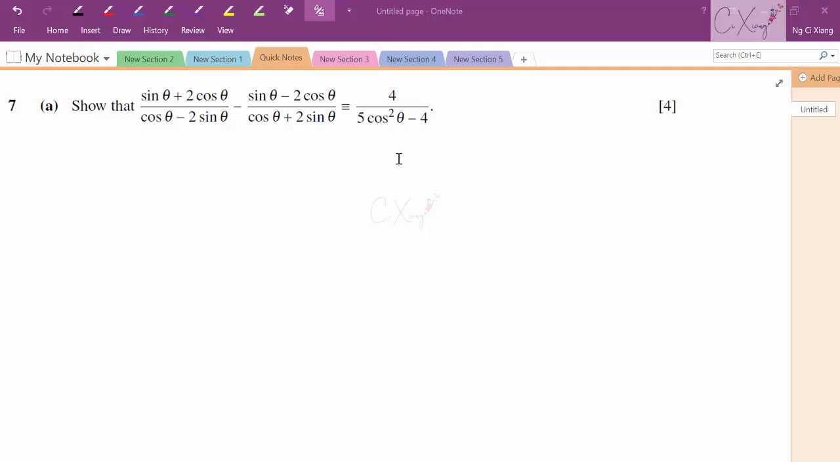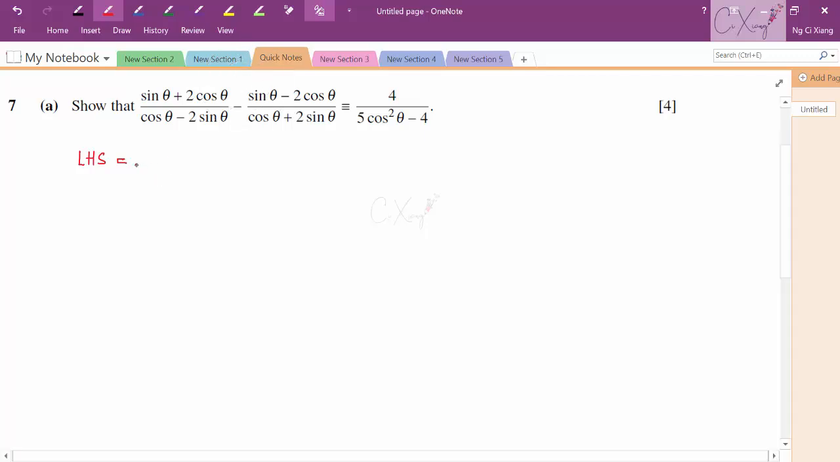Okay, so question number 7. They want us to show that this is what we have now, the equation. We can see very clearly that the left hand side is more complicated. So we'll start from the left hand side, and we can combine them to become one fraction on the right. For my left hand side equation, this is what I have.